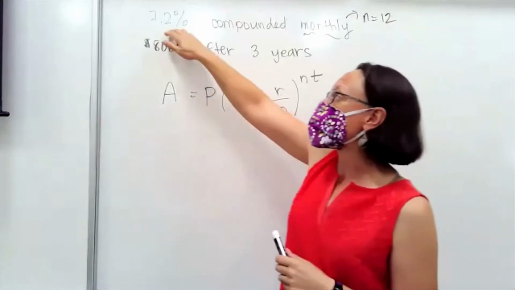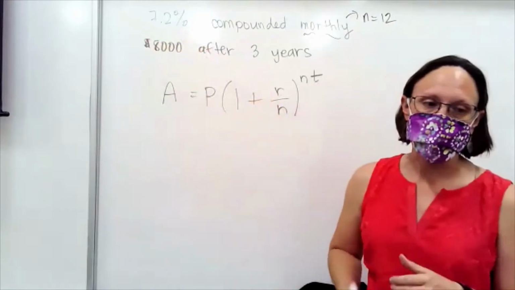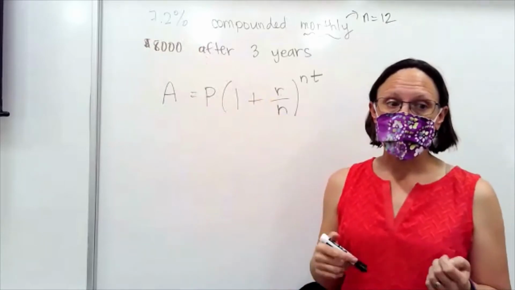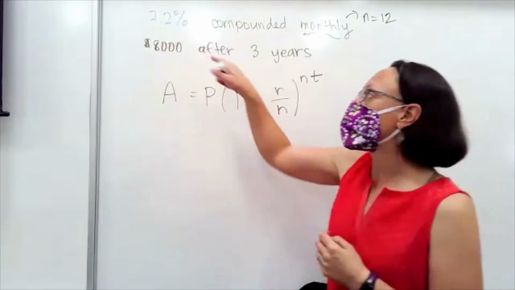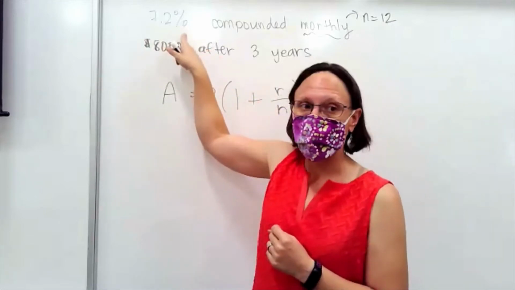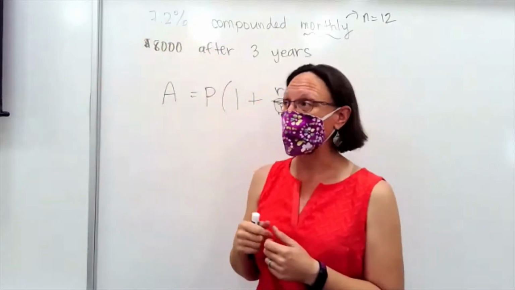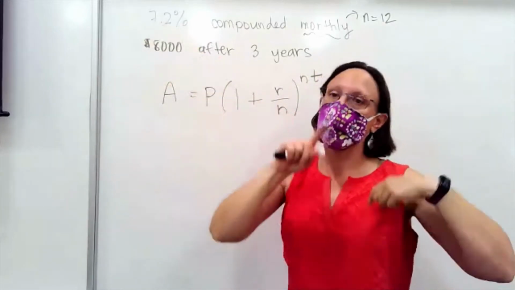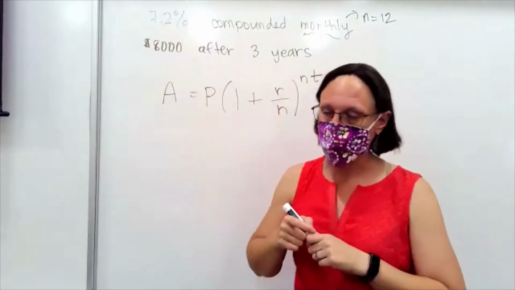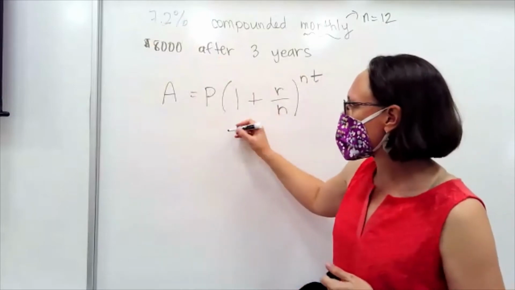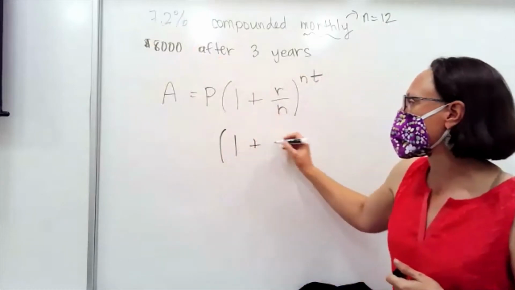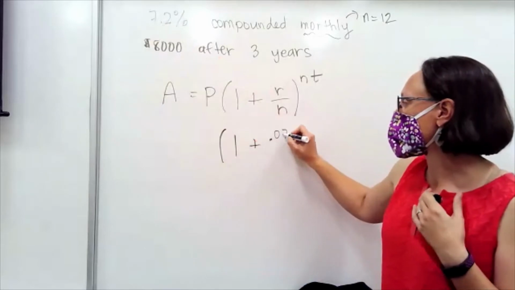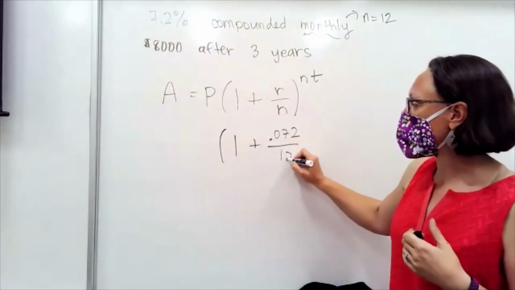So we're taking that 7.2% interest. First of all, we have to write that as a decimal. To change from the percent symbol to a decimal, I can either put the whole thing over 100 or move the decimal over two places. So this would look like 1 plus, moving the decimal over, 0.072 divided by 12.